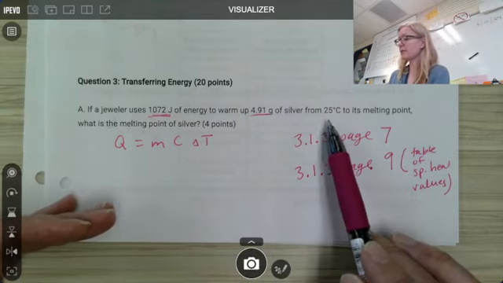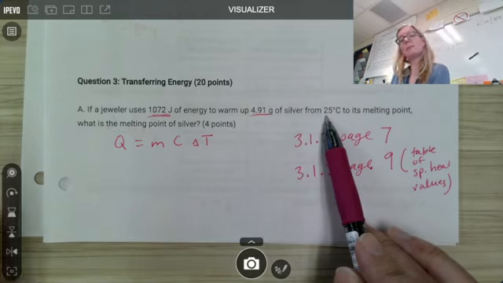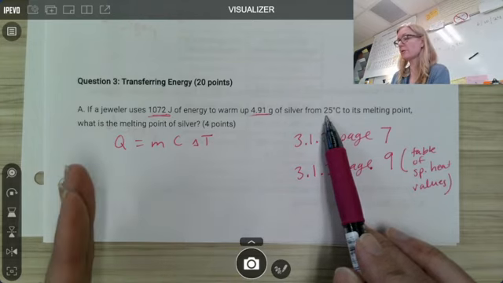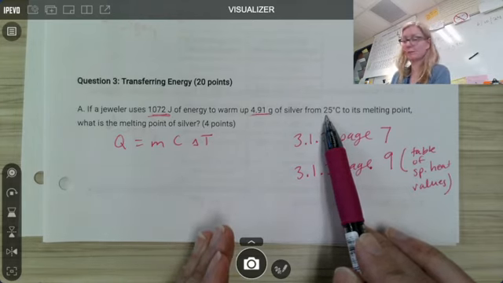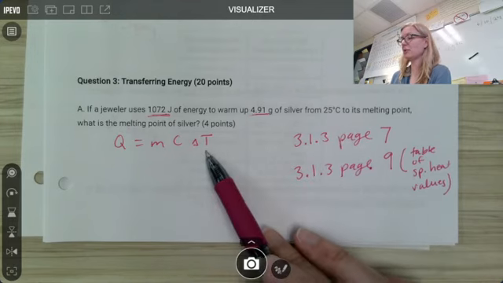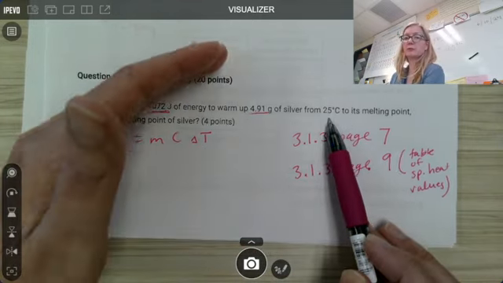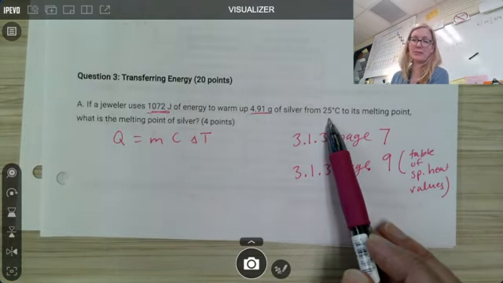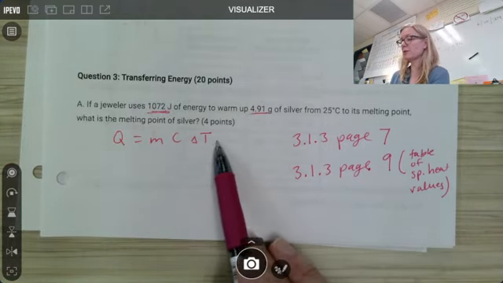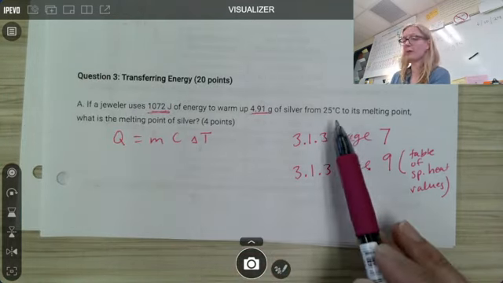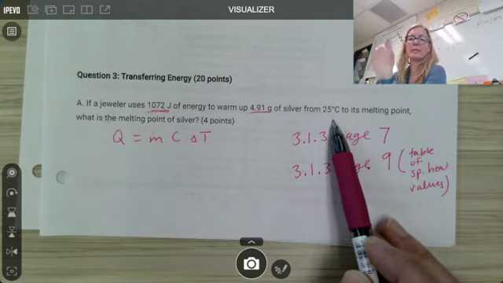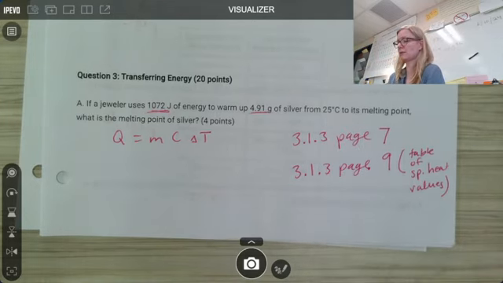And notice how you're heating silver from 25 up to its melting point. So they don't want to know the change, they want to know the melting point of silver. So let's say the change was 50. That means you started at 25, you changed it by 50, so the melting point would be 75, okay? So once you solve for delta T, you need to add that on to 25 to figure out what it was heated up to. So it's kind of 2 steps there.